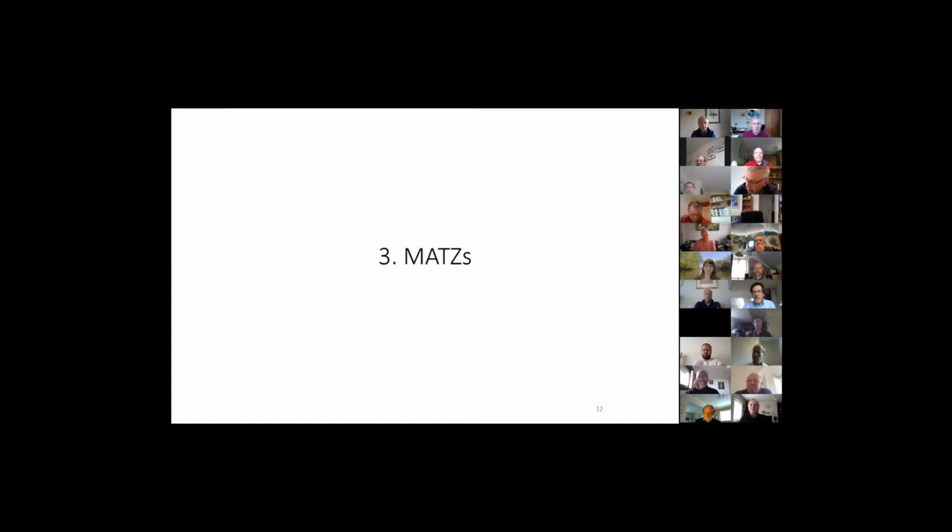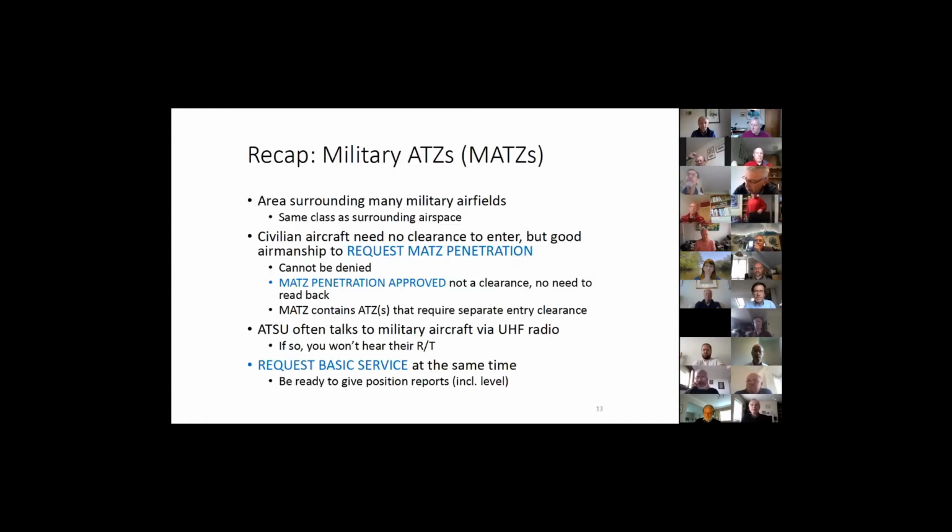Let's talk a little bit about MATZs. A MATZ is a military aerodrome traffic zone. It's pronounced MATZ on the channel. It's an area surrounding many military airfields. It has the same class as the surrounding airspace. So, for instance, in the case of Lakenheath, it's all Class G airspace. And perhaps slightly paradoxically, civilian aircraft need no clearance to enter.